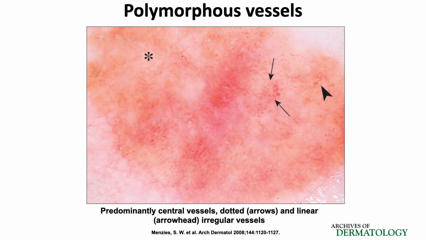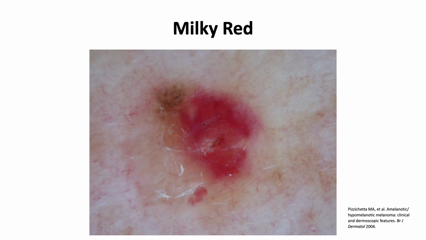Now, this hypomelanotic melanoma also has a peripheral light brown structureless area, which we will sometimes see in these less pink tumors, in the tumors that are pink and brown. But polymorphous vessels is a very useful term to describe the multiple different vessel patterns we see in amelanotic melanoma. Lastly, sometimes what we see is a milky red color or a milky pink color in these amelanotic melanomas. And at times you will see what look to be even vascular globules.